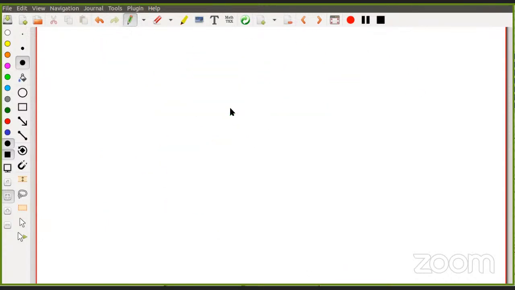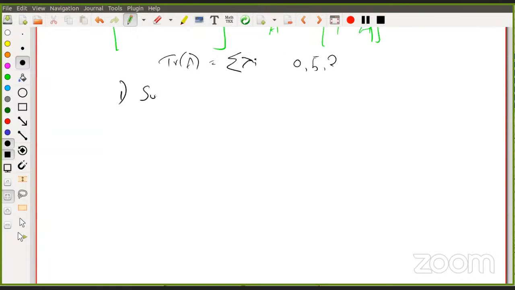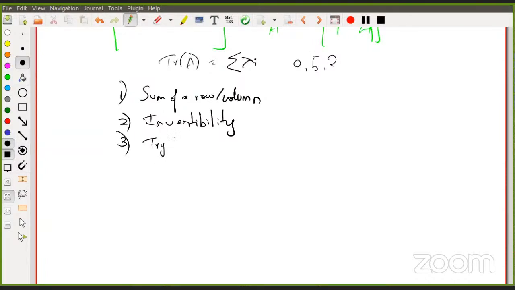Okay. Maybe to summarize, some of the things that we saw was you can see the sum of a row or column. You can see whether it's invertible or not. What else did we see? Yeah, you basically want to try and make it non-invertible.